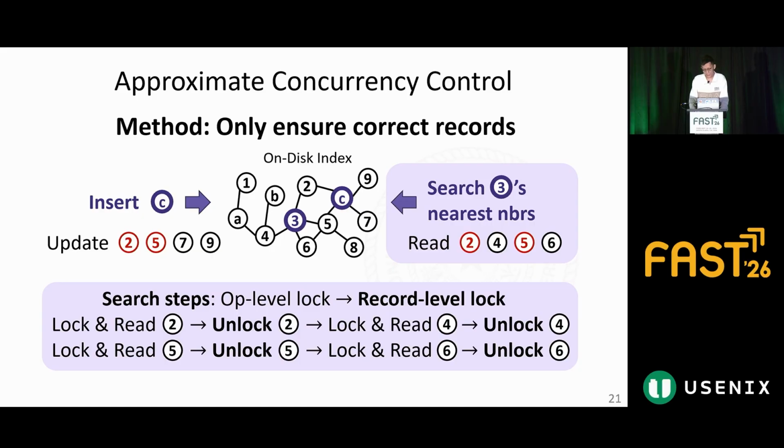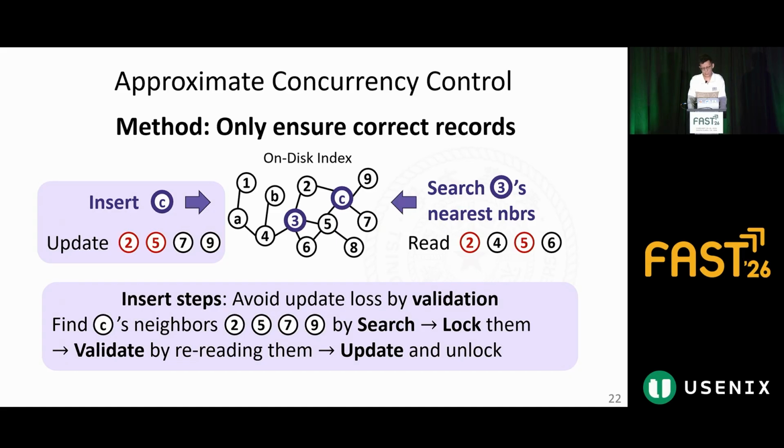The search process only acquires the lock when accessing a record. For example, this process sequentially accesses 2, 4, 5, and 6. It only locks and reads 2 when it accesses 2, and unlocks 2 immediately after the access finishes. There is no need for the search process to wait for the whole operation to finish when unlocking the records.